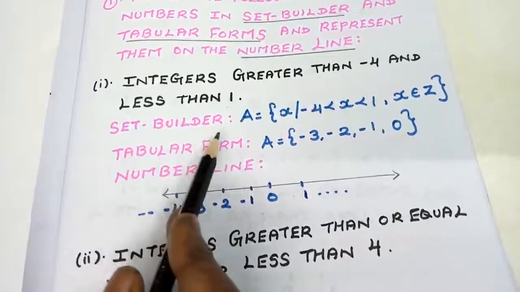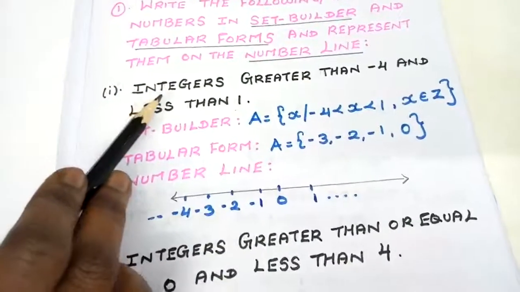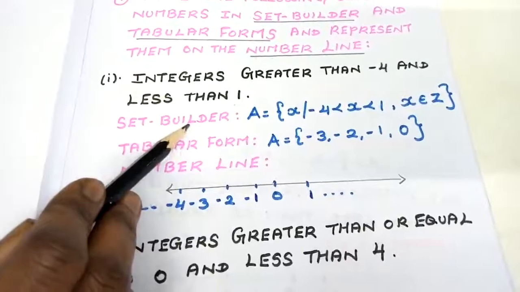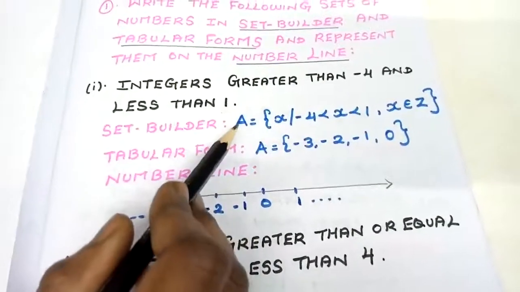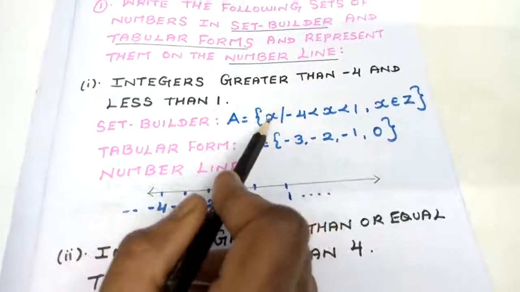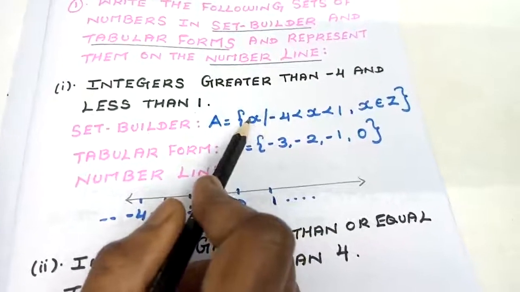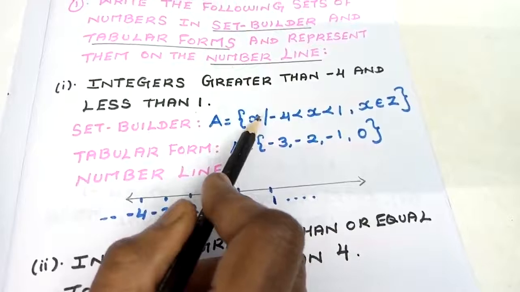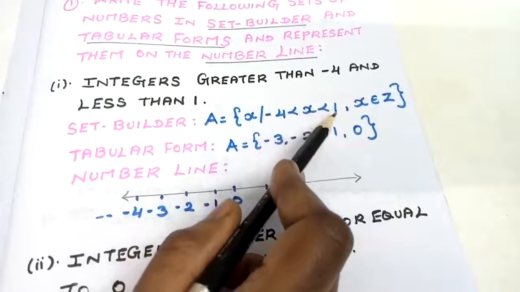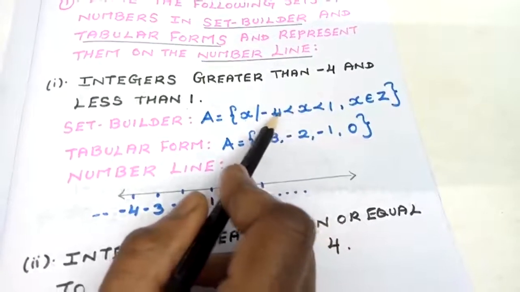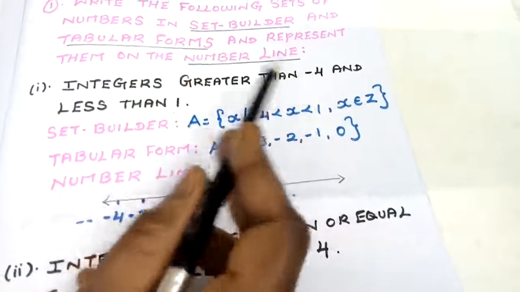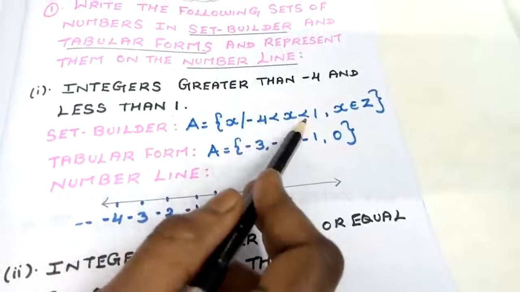Set builder: they have given you the statement, and without changing the meaning, I am going to write it in set builder form. I am going to give the name A to the set, A equals x such that, that is the way of writing set builder form. x such that -4 less than x less than 1, I am going to take the values between -4 and 1, where x belongs to Z. Greater than -4 and less than 1, that is the meaning of this particular statement.